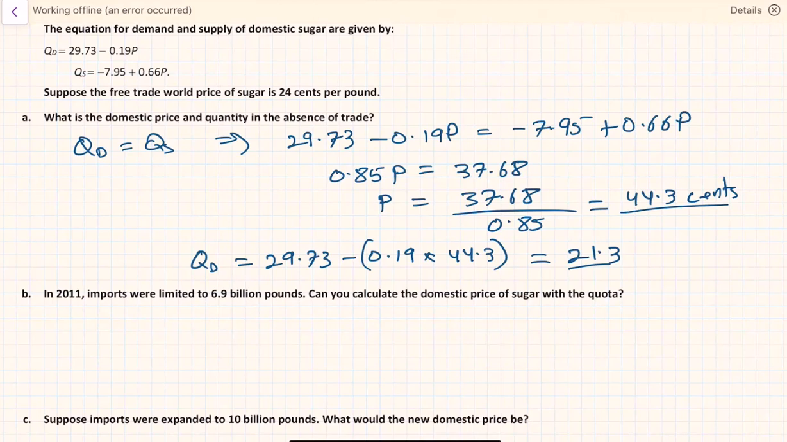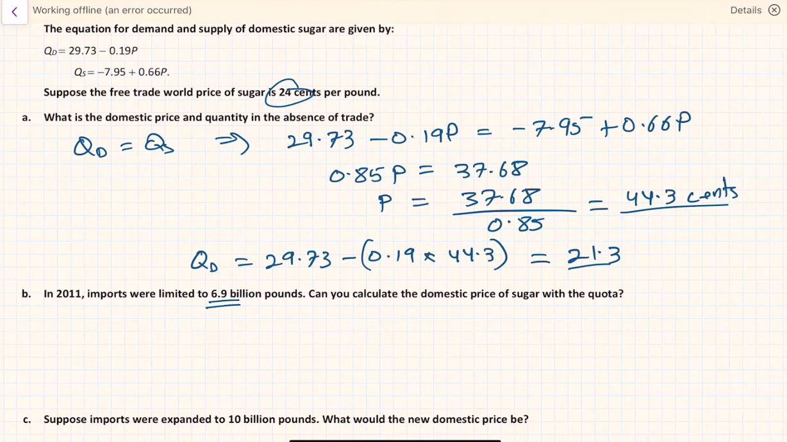Now, in free trade, we can plug the equilibrium price into our demand curve and see what the demand is. We can plug this into the supply curve and see what the supply is, and the difference will be the imports. However, let's say that this country imposes an import quota on how much sugar can be imported. Let's say that this quota is 6.9 billion pounds. So not more than 6.9 billion pounds of sugar can be imported.